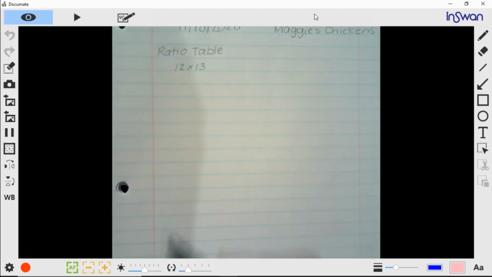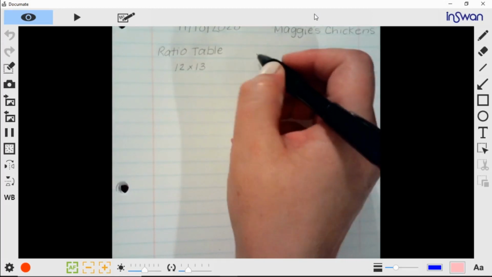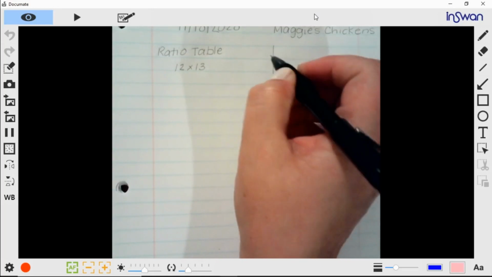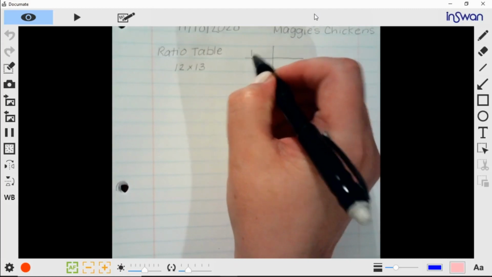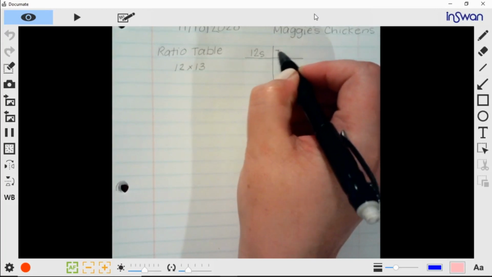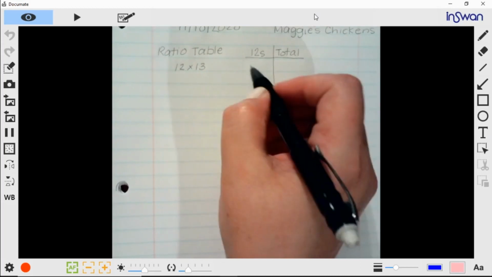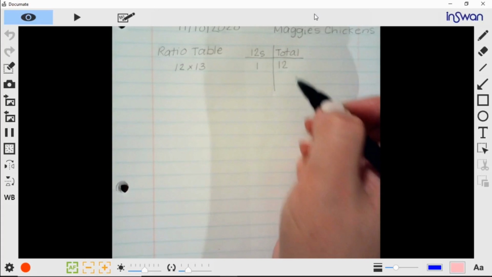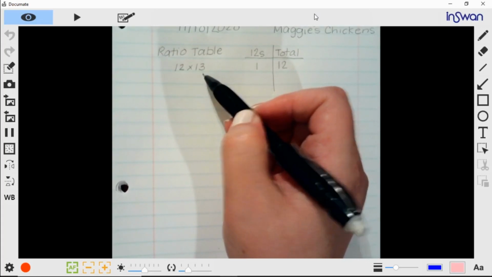So we worked with these last week. And for this one, of course, it's always just a simple T-chart. So for this side, number of 12s, and for this side, total. So one set of 12s, of course, is 12. Now, we're trying to find out how much 13 sets of 12s would be.